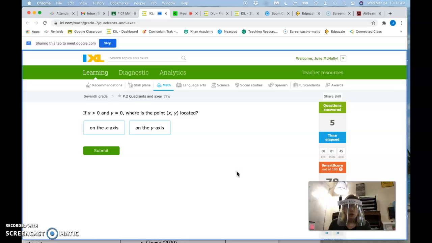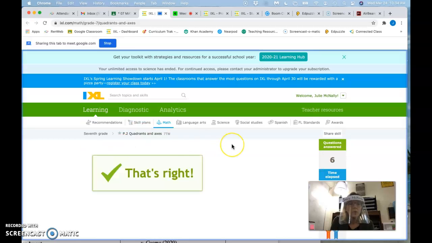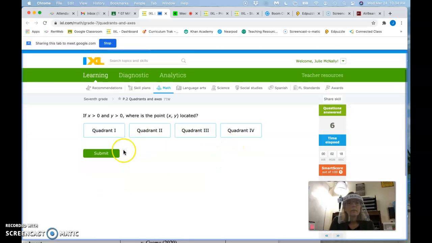Mine, I'll get some of the ones like you have too. Don't worry. But I want to show you how to do this. So if it says x is greater than 0, that means x is a positive number. Okay? But y equals 0, so that means I'm not moving up or down. So which axis am I on if I just move to the right? The x-axis. Good, Bella.